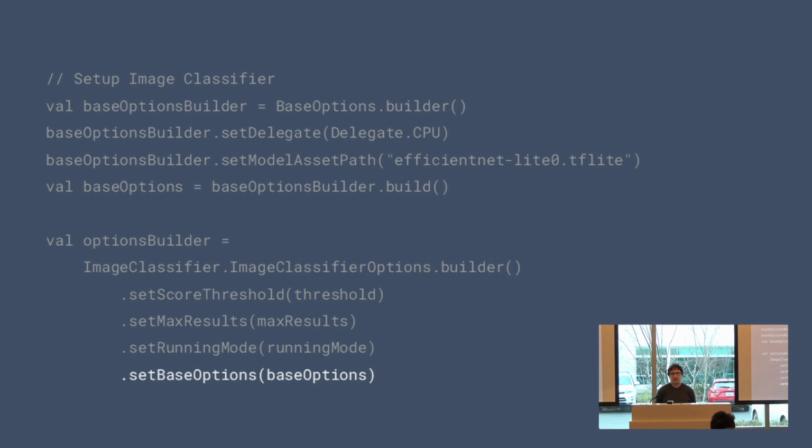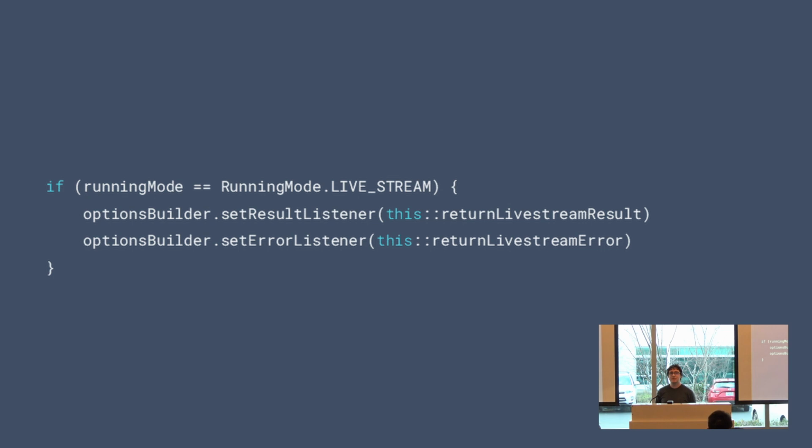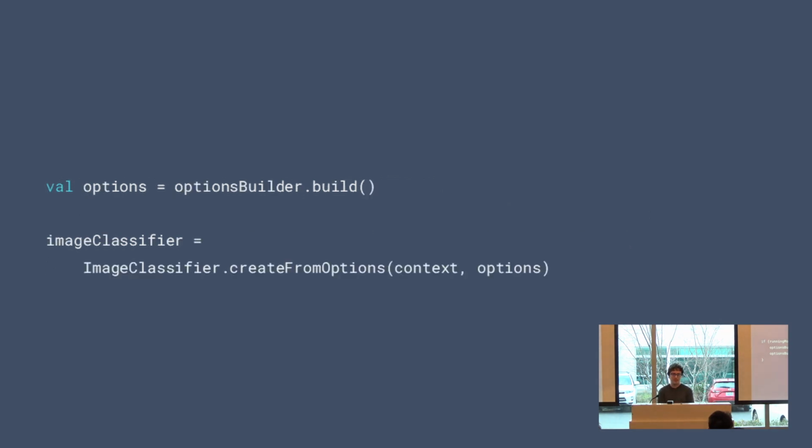And then the last step is to associate the first set of options with this set. The base options are the ones that are going to be across pretty much any model and task, and then the image classifier ones are particular to image classifier options. Because this is for a live stream, you have to have these result listeners and error listeners to get the results back, because anything working with a live stream is going to be working asynchronously. These listeners will be associated with the classifier to get those results back to you.